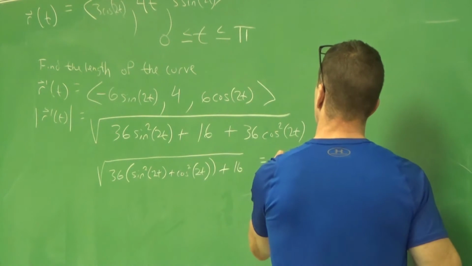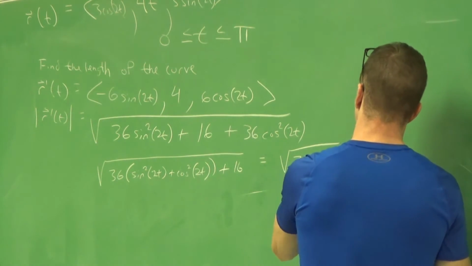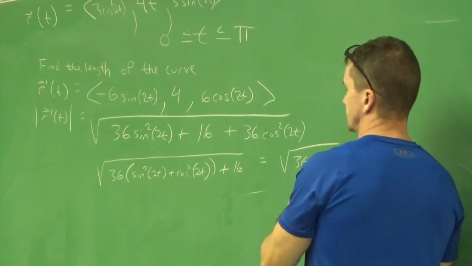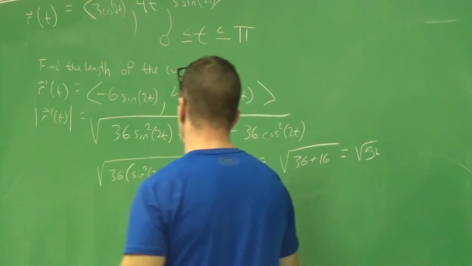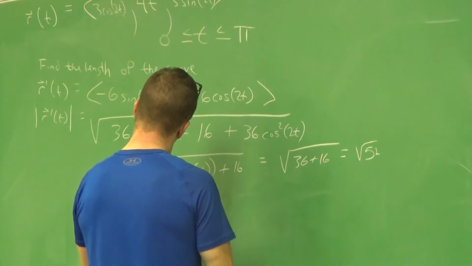You get the square root of 36 plus that 16, square root of 52. Or if you want to simplify it before you put it in the integral, you can, but I'm going to leave it square root of 52. Maybe just simplify that at the end. There it is.